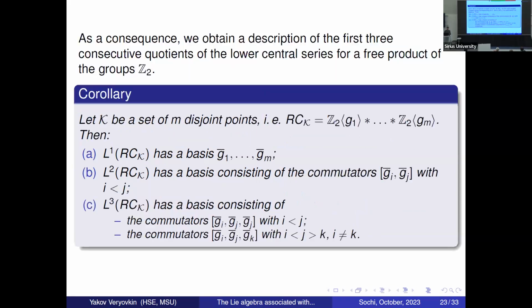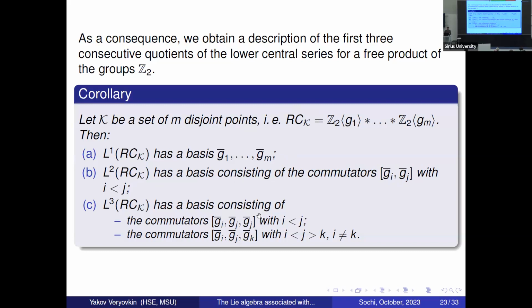Okay, we have a corollary for the first consecutive quotients of the lower central series for the free product of the group Z_2. Let K be a set of m disjoint points, and then the right-angled Coxeter group is the free product of m copies of Z_2. Then L^1 has a basis like this. L^2 has a basis consisting of these commutators, and L^3 has a basis like these commutators.